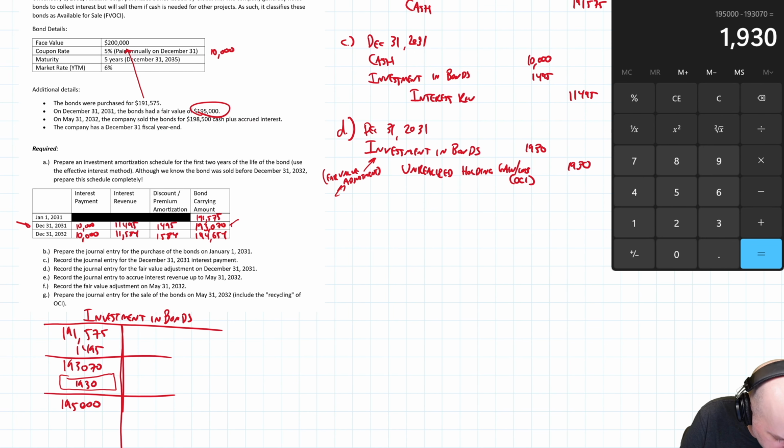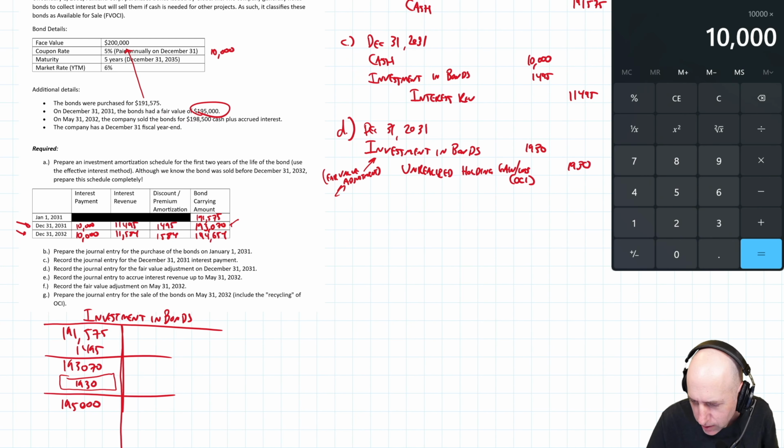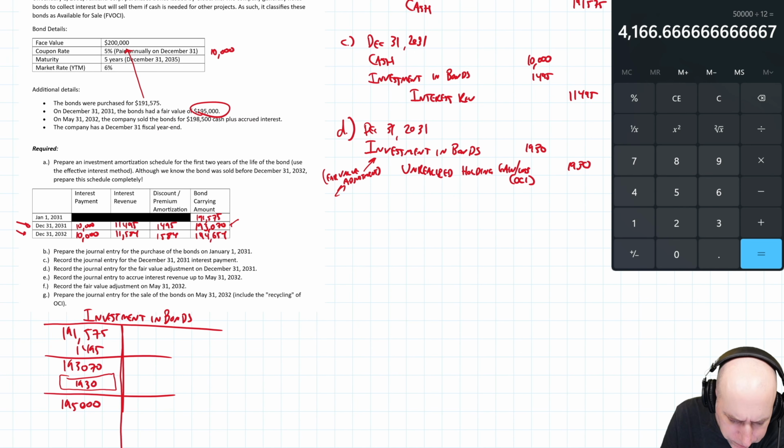Okay, let's continue. E, record the journal entry to accrue interest revenue up to May 31st, 2032. All right, so we're on this line now, but we're only going up to May 31st, which is January, February, March, April, May, 5 months. So I'm going to take 5/12ths of the interest payment. So it's $10,000 payment times 5 divided by 12, $41.67.